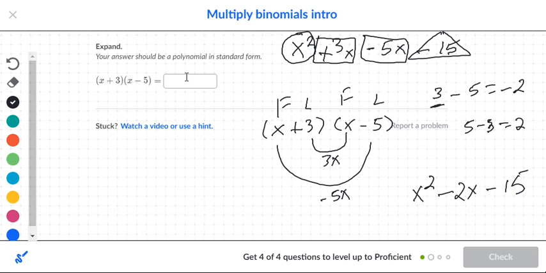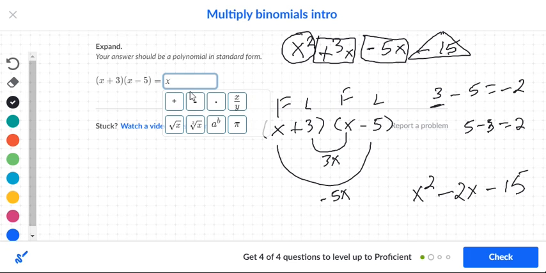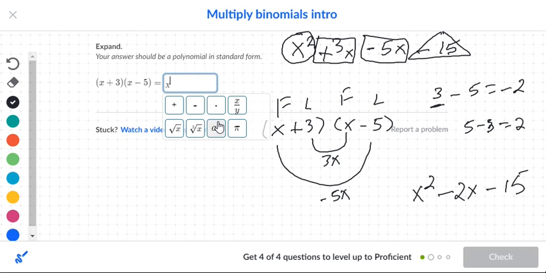So let's type this in. We're going to say x, we're going to press the AB key, we're going to put down a 2, press the space bar, we go minus the 2, then the x, and then press the minus sign, then the 15.